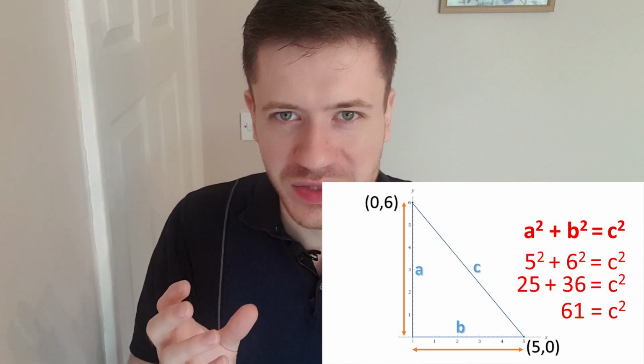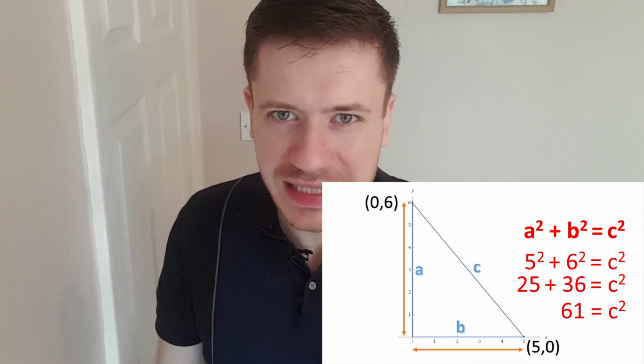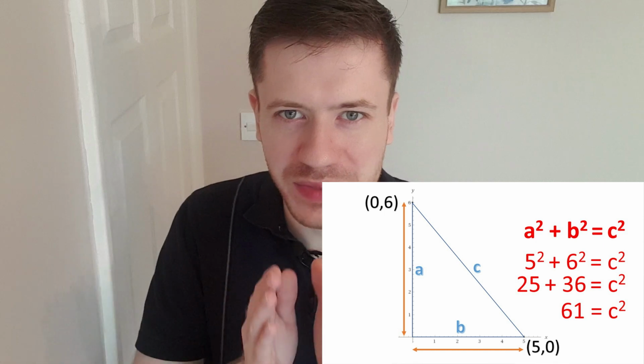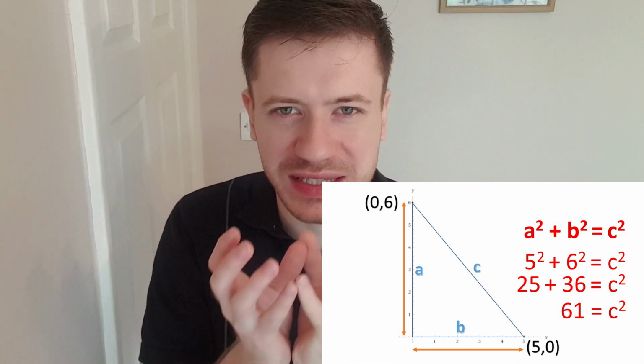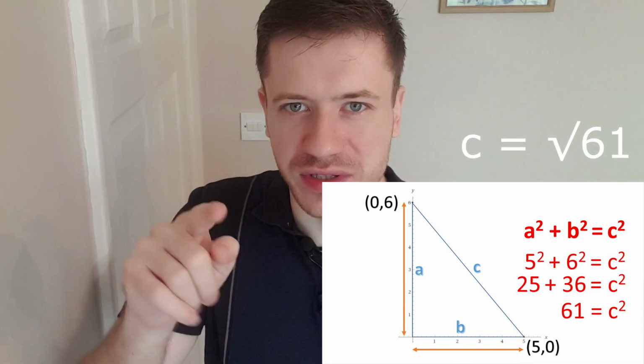And adding together 25 and 36, we would get 61, I believe. So 61 equals c squared. Remember to write that equals c squared. Now, if 61 equals c squared, what does c equal? What is that magical hypotenuse? C would be the square root of 61.